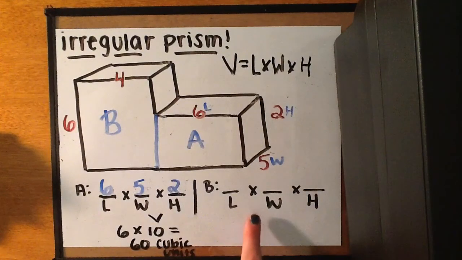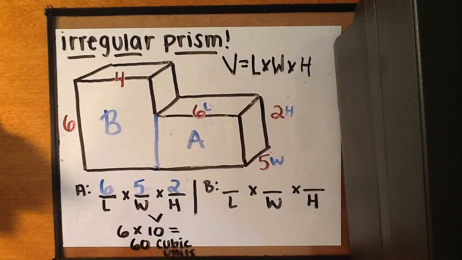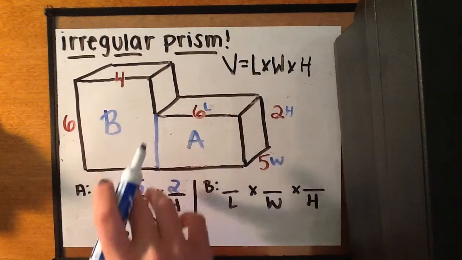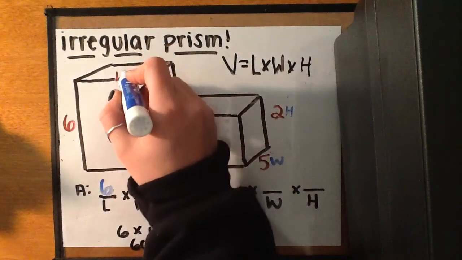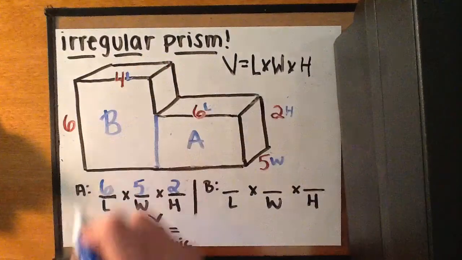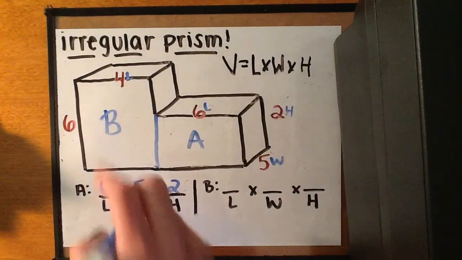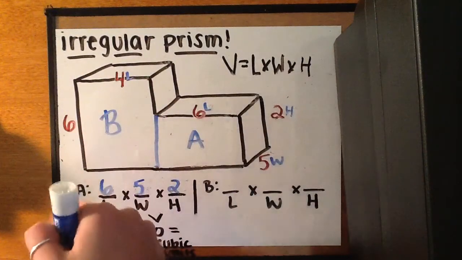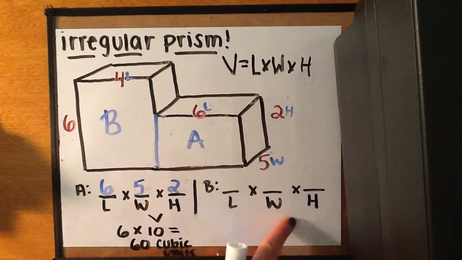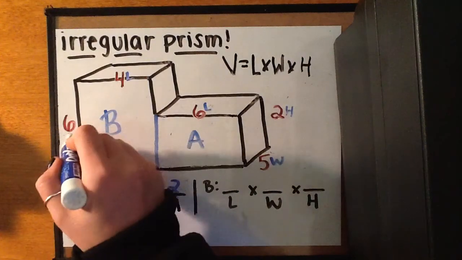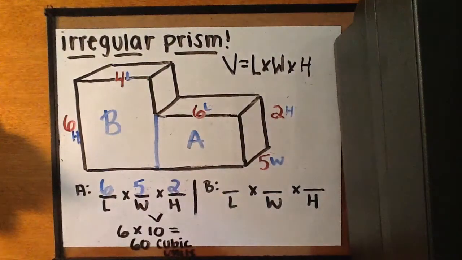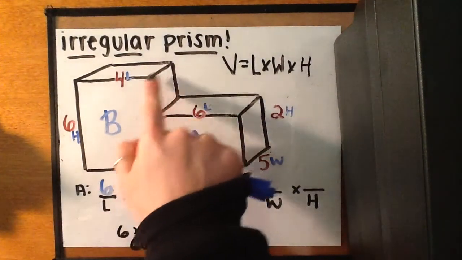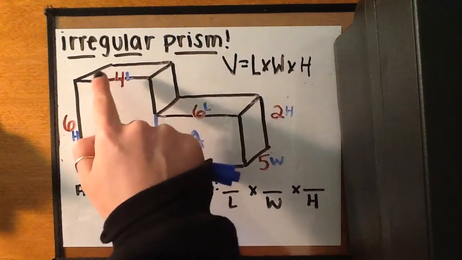And now I have to find the volume of prism B. So let's see. I know that my length is 4, so I'm going to write an L. Oh, I don't know what my width is though. I'll come back to that. I don't want to stress over that. I know my height is 6, so I'm going to write H. But what on earth is my width? My width is going to be over here or on this side.